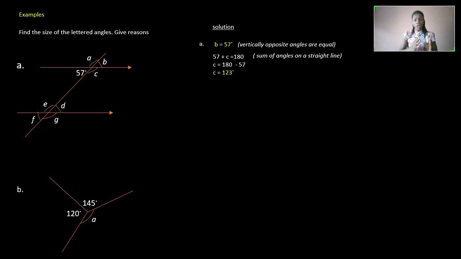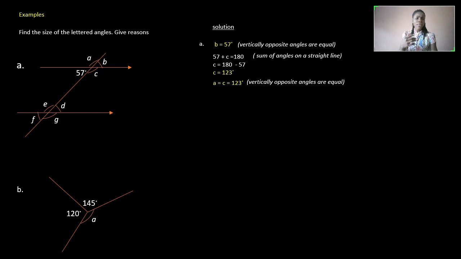You see now, we have gotten A, but we're able to get A in two different ways. And the reason why A is this is not the same reason why A is this. So that's why if you are using vertically opposite angles, make sure you state it as your reason. If you are using sum of angles on a straight line, make sure you state it as your reason. So here we have A equals C equals 123. Vertically opposite angles are equal.